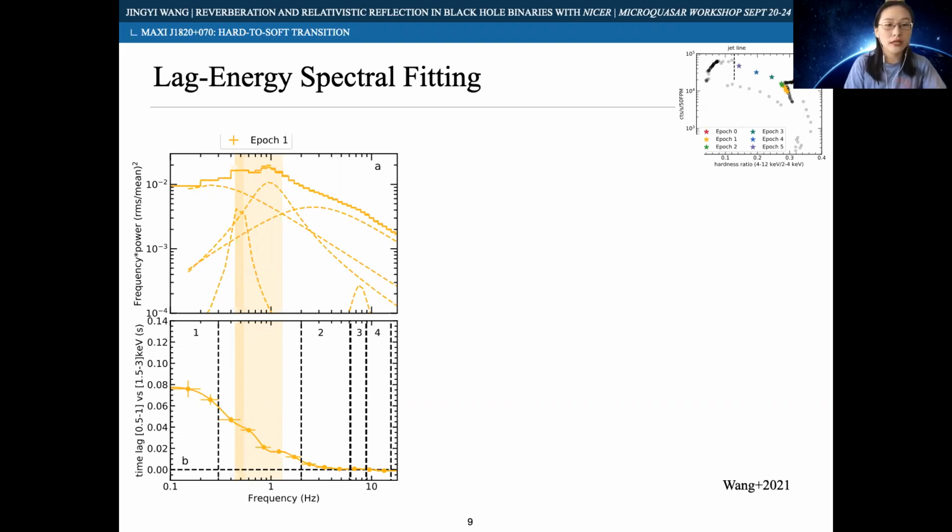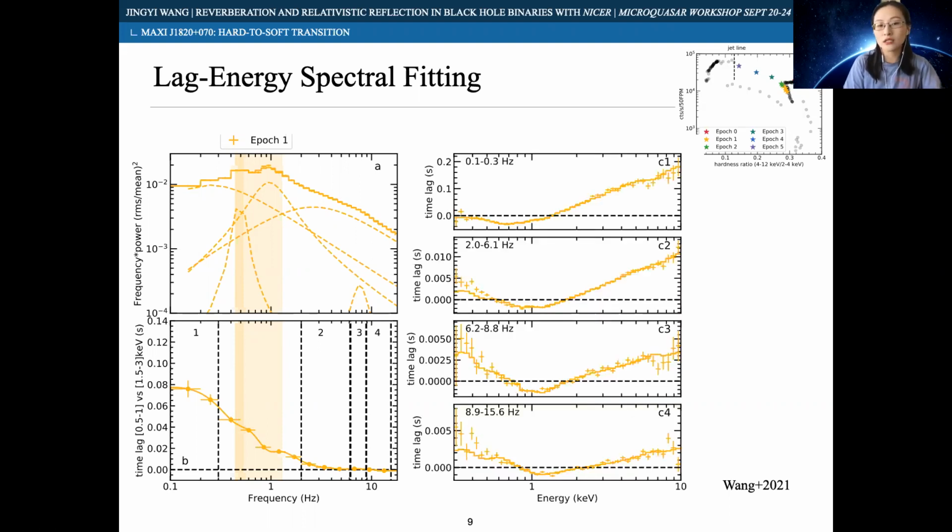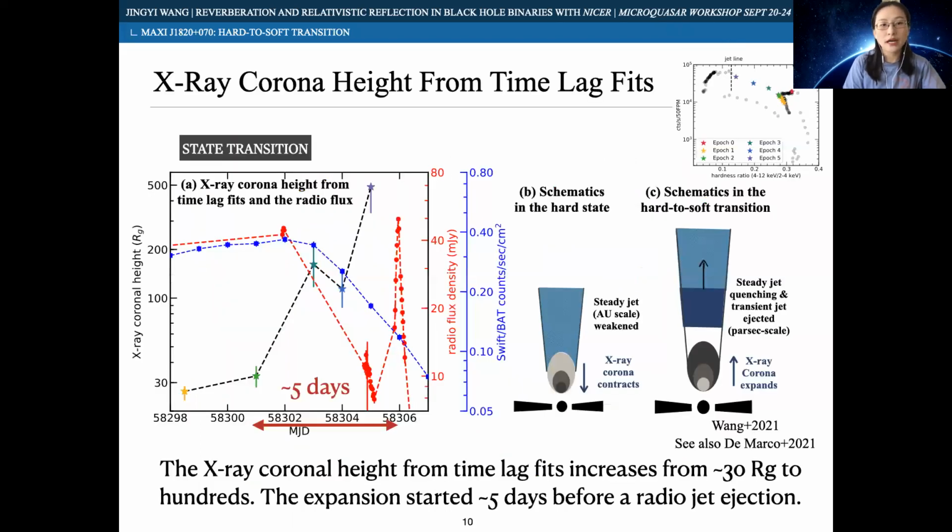So you can see the right column here represents the quality of fit we can get. And the good news is we can get a pretty good agreement between the data and the model. I want to highlight one fitting result, which is amazingly consistent with the result from the qualitative look at the reverberation lag evolution. Here we plot the corona height with the epoch color codings, same as in the HID on the top right corner. The AMI radio flux density is shown in red, both as a function of time.